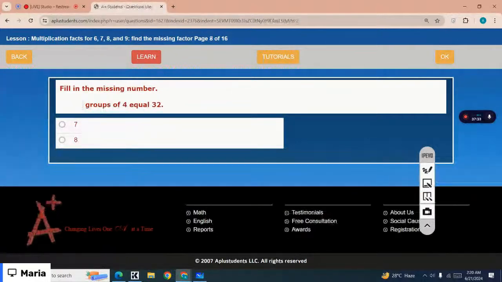Fill in the missing number. How many groups of 4 equal 32? Which is the correct option? Yes, 8 groups of 4 equals 32. The correct option is 8.